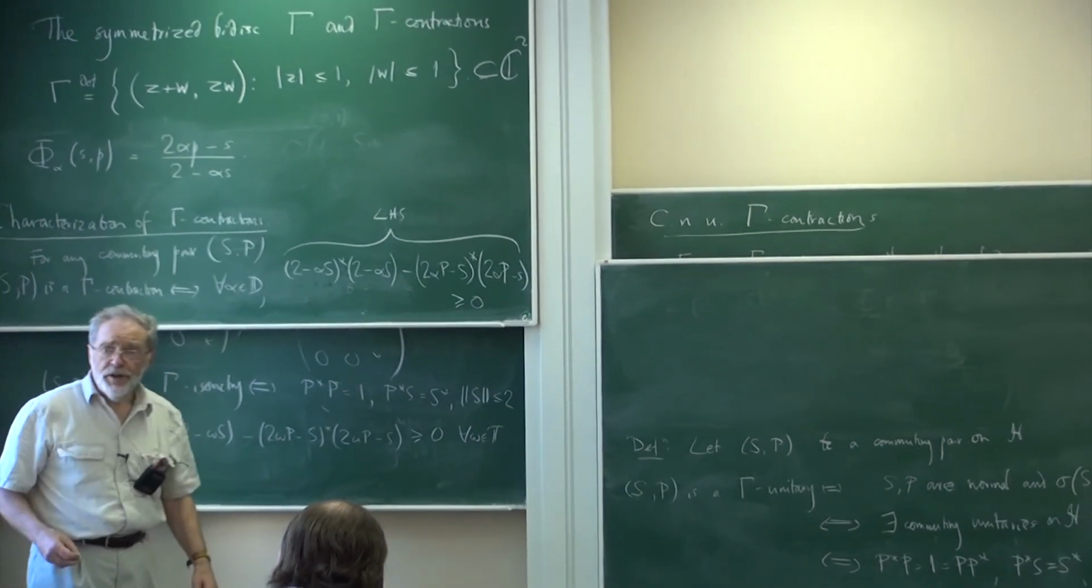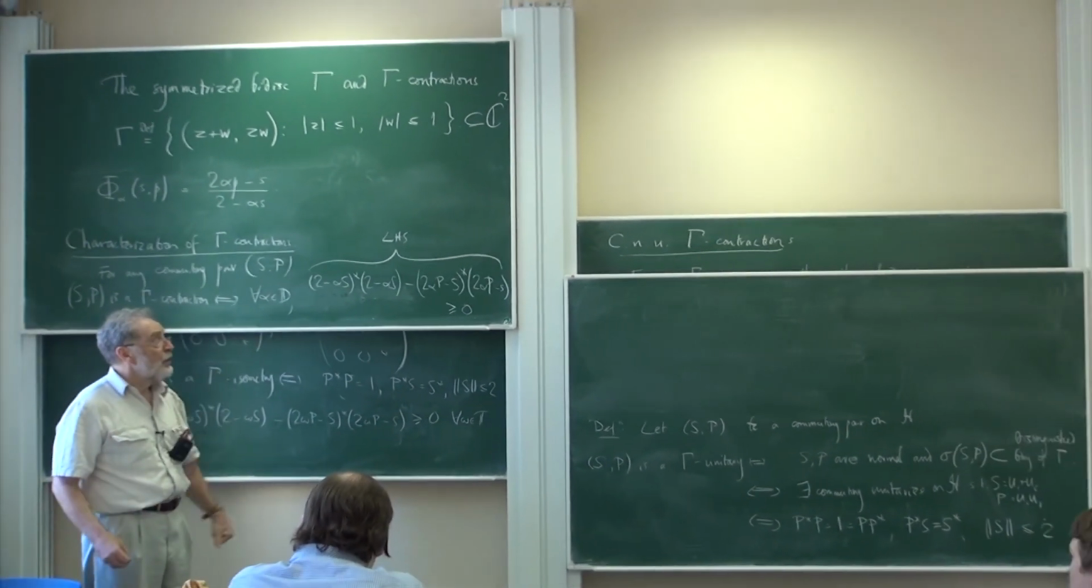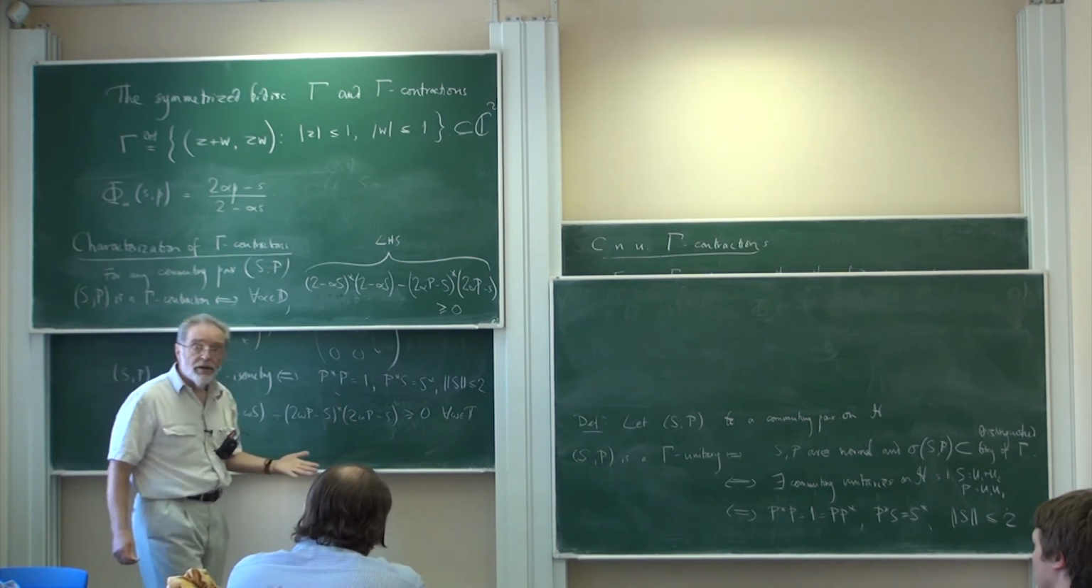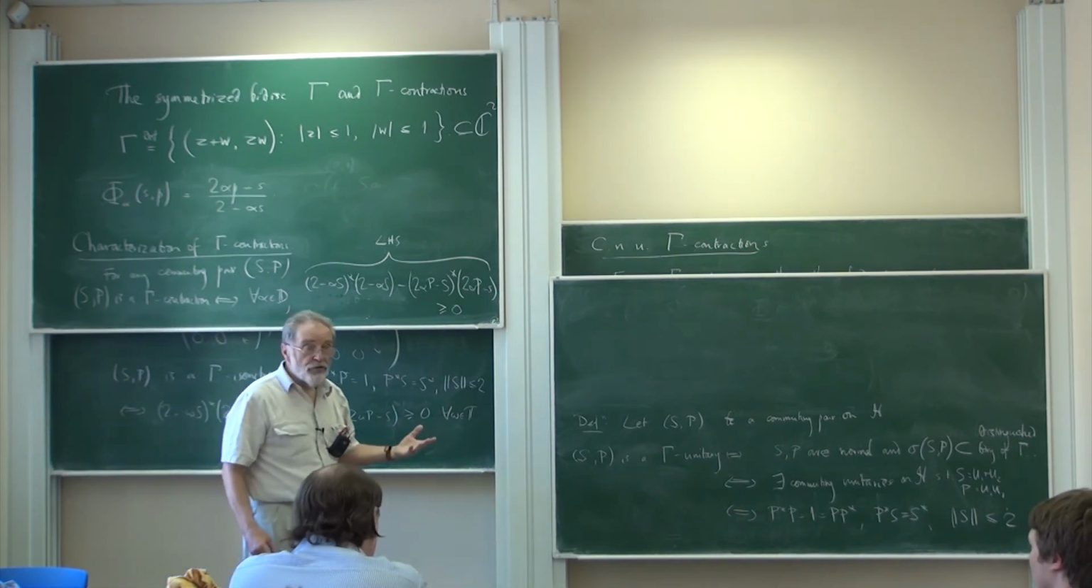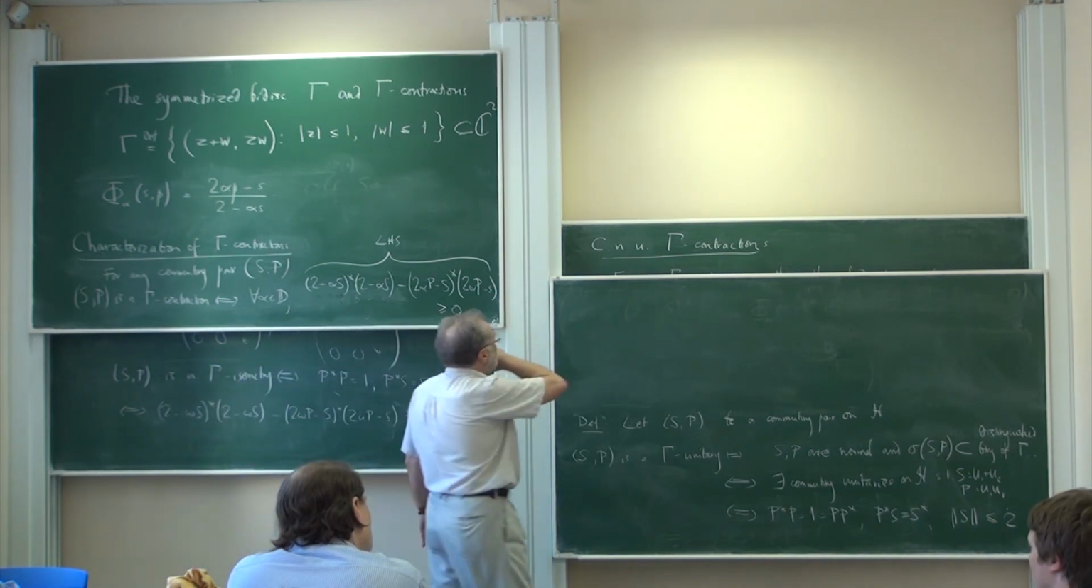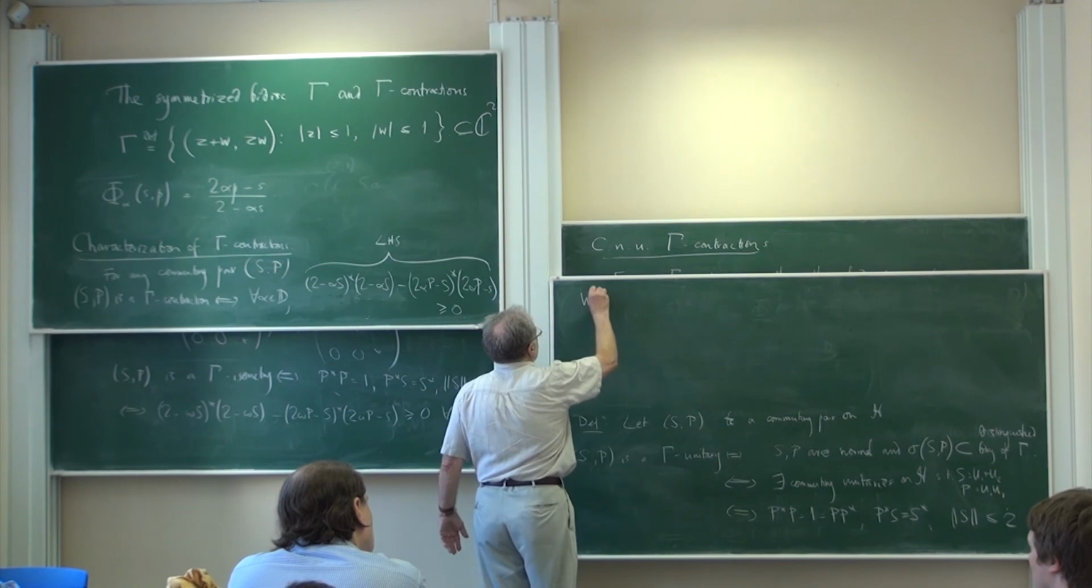Now, in the case of isometries, there's a decomposition. So basically, there are only two sorts of isometries. There are unitaries and there are shifts. And that's the content of the Wold decomposition.